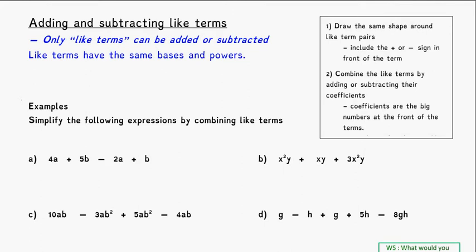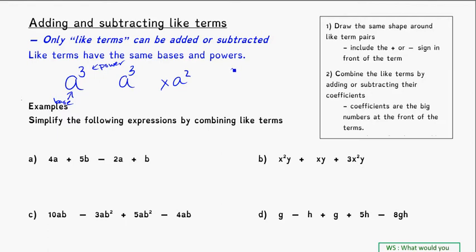And you guys might remember like terms, basically they have the same base and the same power, and that means things like this. A to the power of 3 is a like term with a to the power of 3 because they have the same base and they have the same power or exponent. But a to the power of 2 is not a like term to those ones because it has a different power even though the bases are the same.